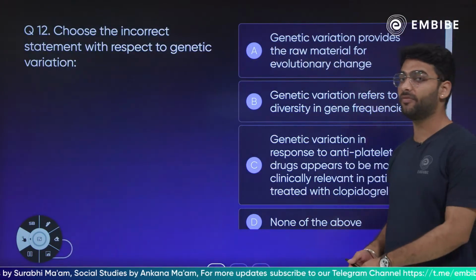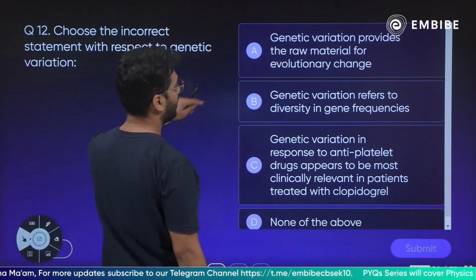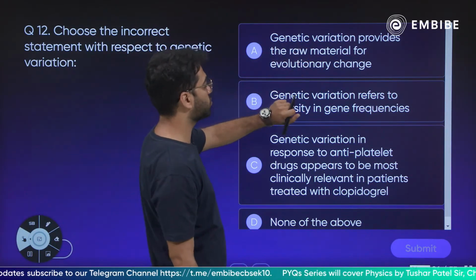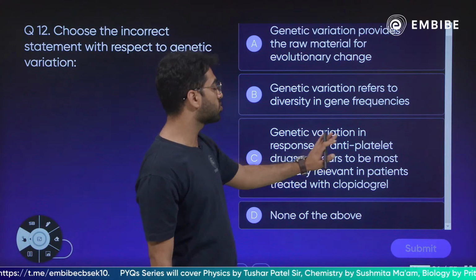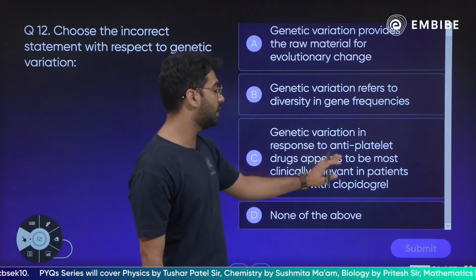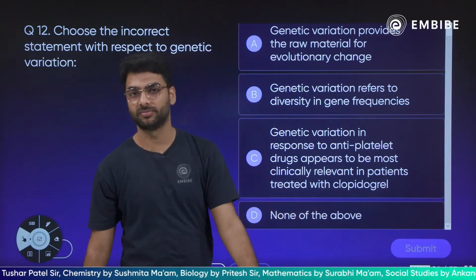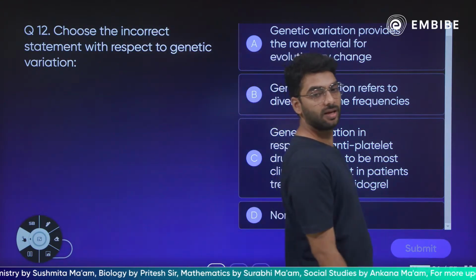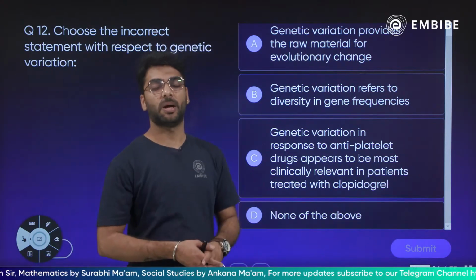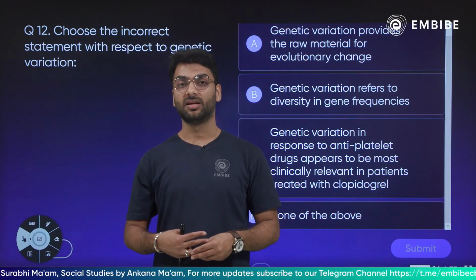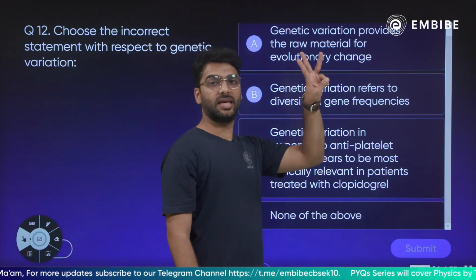अगला सवाल क्वेश्चन नंबर 12. Choose the incorrect statement with respect to genetic variation. Which is the incorrect one? Genetic variation provides the raw material for evolutionary change. Genetic variation refers to diversity in gene frequency. Genetic variation in response to antiplatelet drugs appears to be most clinically relevant in patients treated with clopidogrel, and none of the above. क्या है genetic variation से related incorrect statement? Okay, अक्षांश is saying C. ठीक है. हमारे पास है एक C, एक B, एक D, दो C. So 2 for C. 3C, 4C.